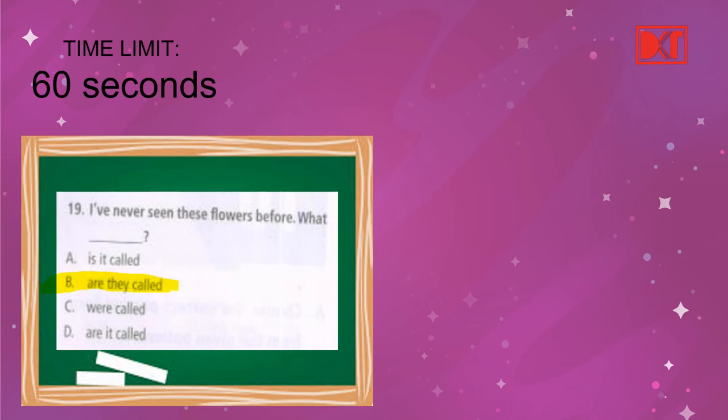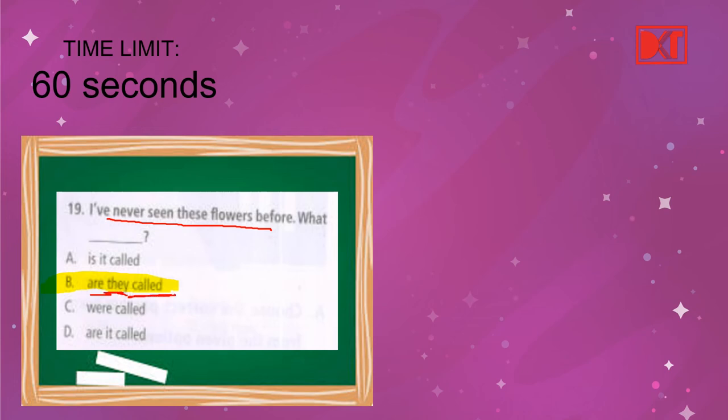Okay, abhi ki baat hui ki maine, I have never seen these before. Maine kabhi pehle nahi dekhe hain. So we're talking in present, right? And the correct answer here is what are they called? Are, and they refers to flowers. Called is the past participle.